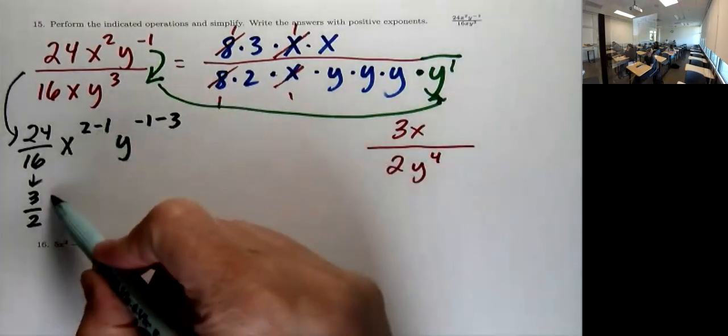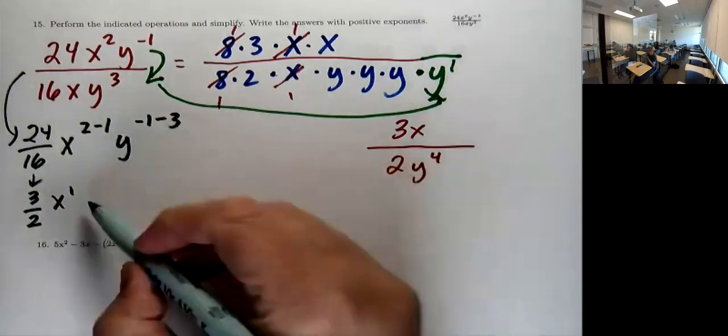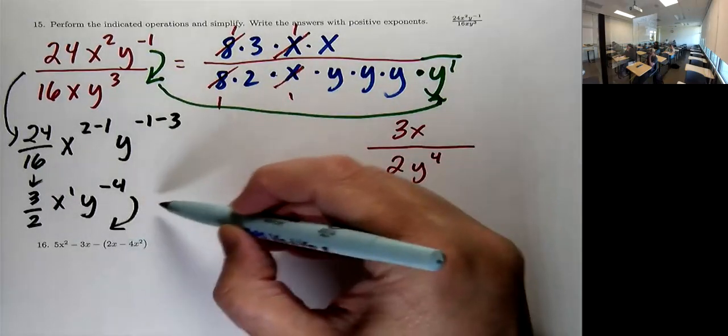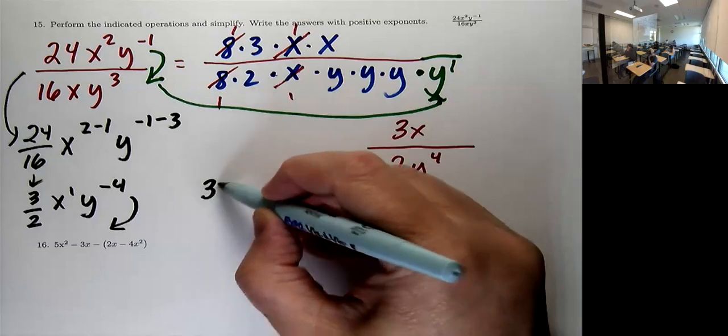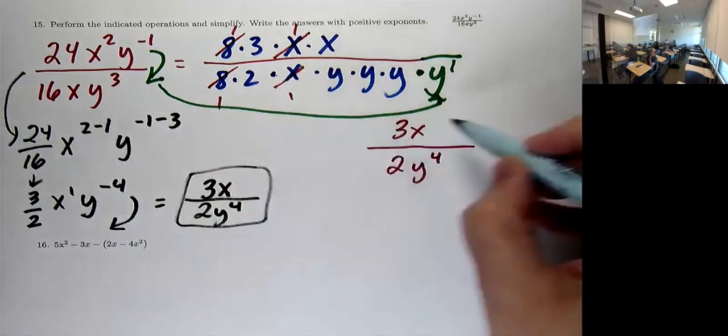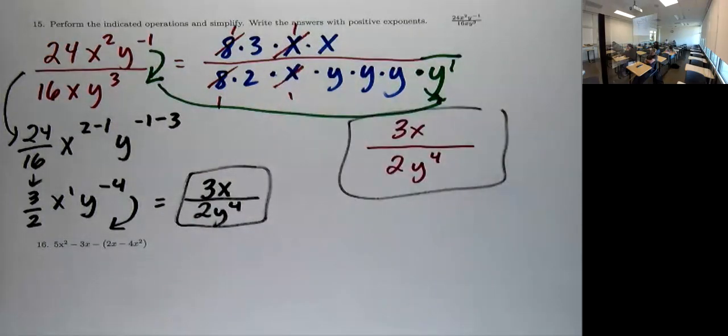2 minus 1 is x to the 1st power. -1 minus 3 is y to the -4 power. And finally, we're going to take the y and move it to the bottom and make it positive. So I've got 3x on top, 2y to the 4th on bottom. Either way you do it, you're going to get the same answer. So pick a path that makes you happy. You guys ready for more?